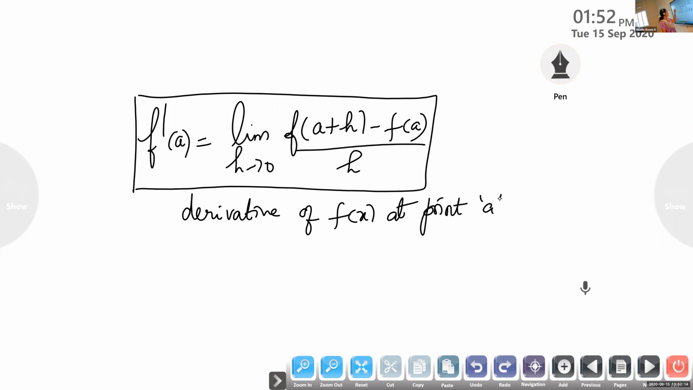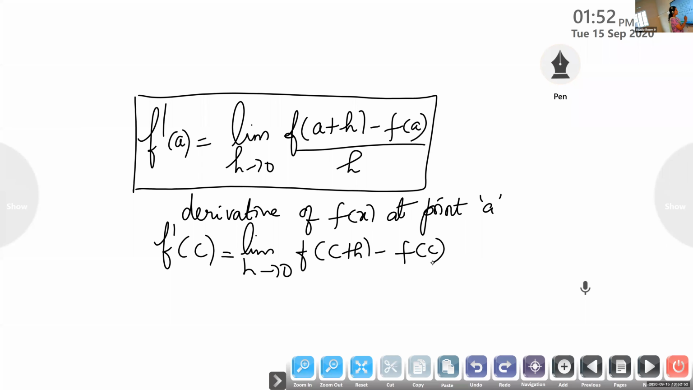So what's the formula? Recall the formula. What's the formula to find the derivative at a point a? At a point a, the derivative is given by f dash of a is equal to limit h tending to 0, f of a plus h minus f of a by h. So what will be f dash of c? Suppose c is a point in its domain. So it will be f dash of c equals limit h tends to 0, f of c plus h minus f of c by h.